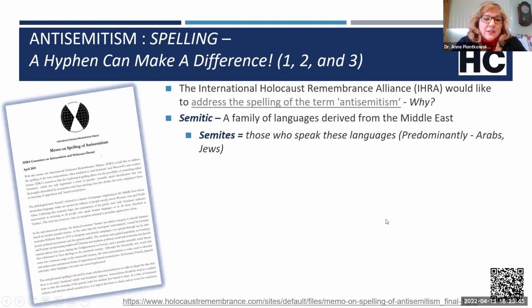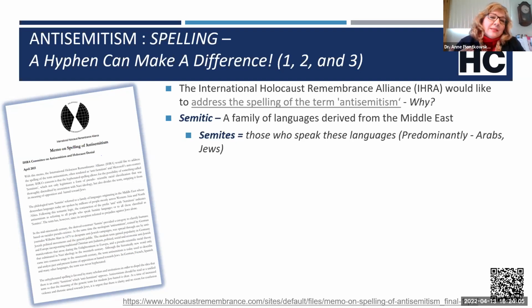They wanted to address specifically the spelling of anti-Semitism, because the writing and the sharing of anti-Semitism in print, in narrative, in literature, in history books is very, very important to understand where it came from, because oftentimes that's where we'll see it.